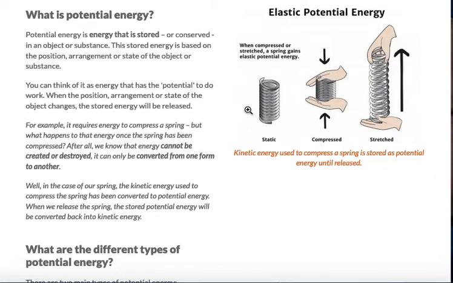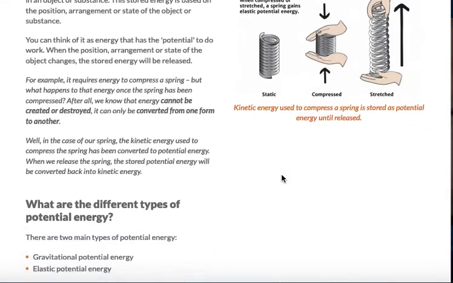So here, the spring is normal, static, not moving. Here, the spring is compressed. And when compressed or stretched, a spring gains elastic potential energy. Kinetic energy is used to compress a spring as stored potential energy until it's released. So if you stretch it, it wants to squish back down. If you push it together, it wants to spread back apart. That's elastic potential energy.